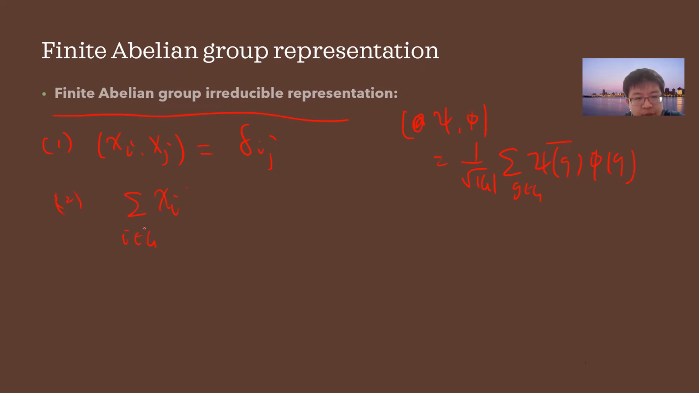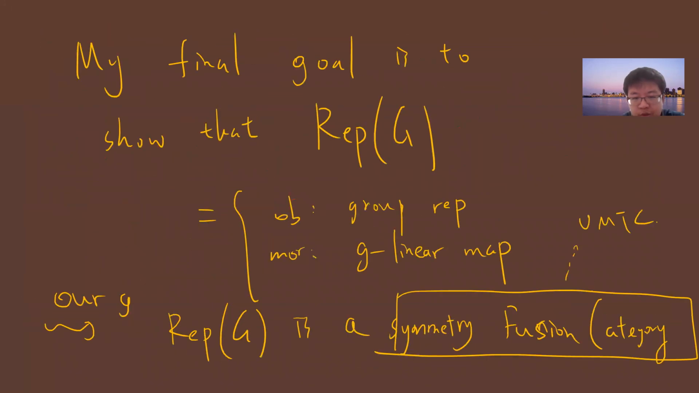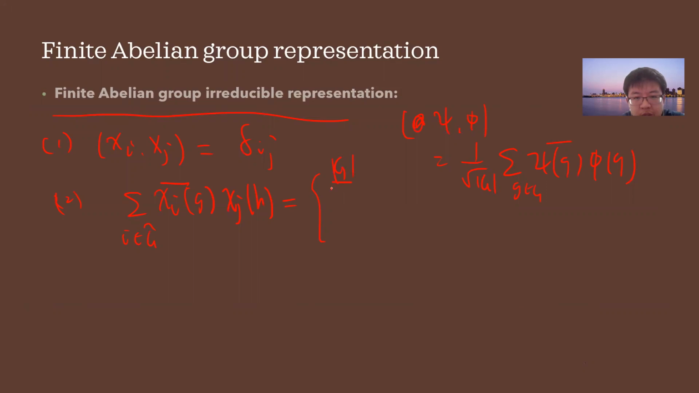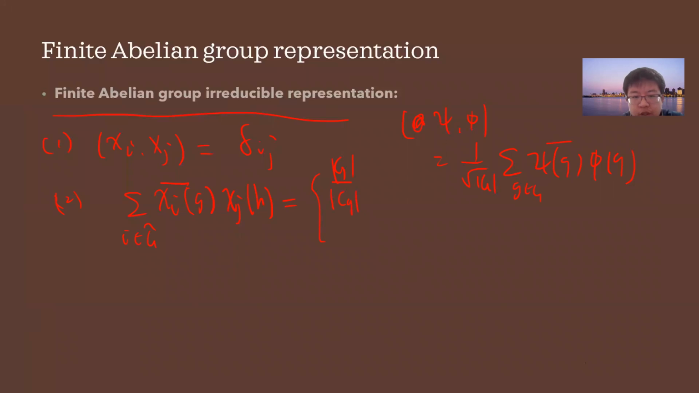which says that if you pick all the chi to be the irreducible representations, and elements g and h, the sum becomes the order of G divided by the order of the centralizer of g if they are in the same conjugacy class, else it is 0. Third, the number of irreducible representations is the same as the number of conjugacy classes.